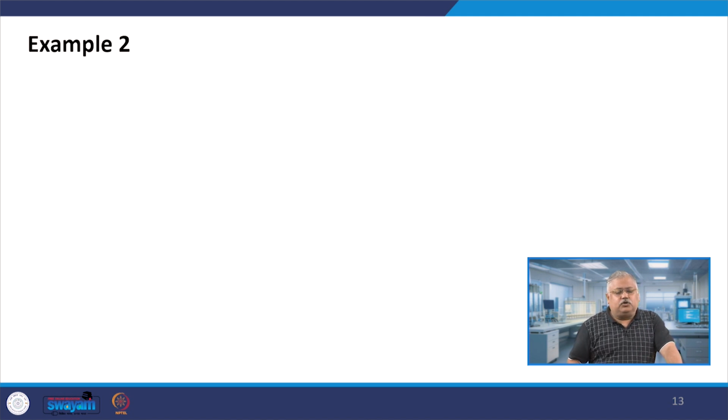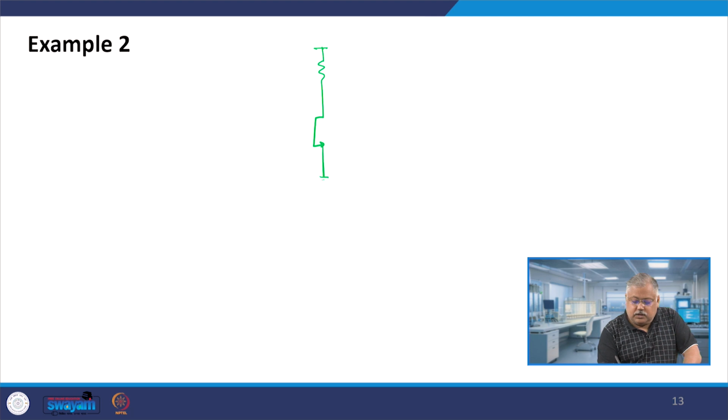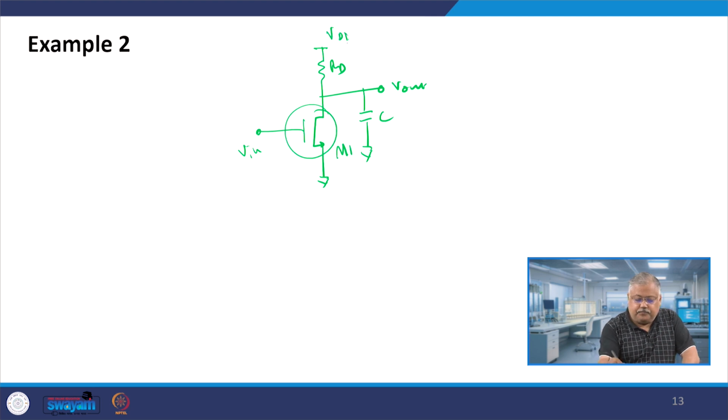Another example is the common source stage which I was talking about. Let me show you an example. This is my NMOS, this is my input, this is the output. I have the capacitor here, this is RD, this is C, this is my transistor M1 and this is VDD. So I have the input given here, and this is the output which you see here.